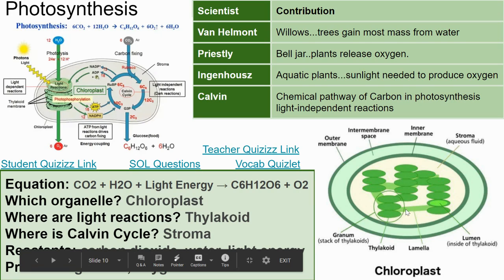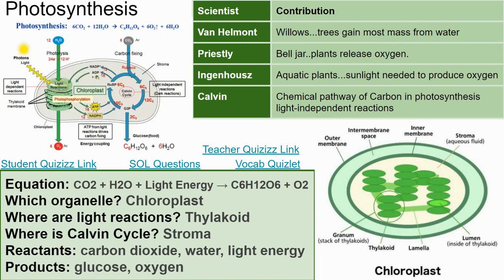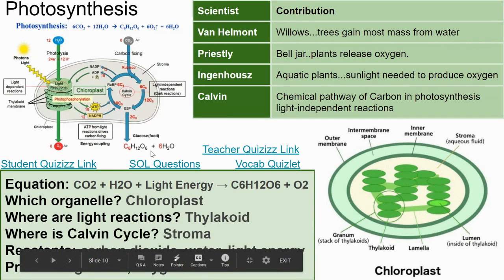Now, those granum are connected to each other by lamella, which allows materials to move back and forth throughout the chloroplast. So that's the basic structure of what we're talking about within our plant cell: the chloroplast, and it's a complex organelle where photosynthesis takes place.